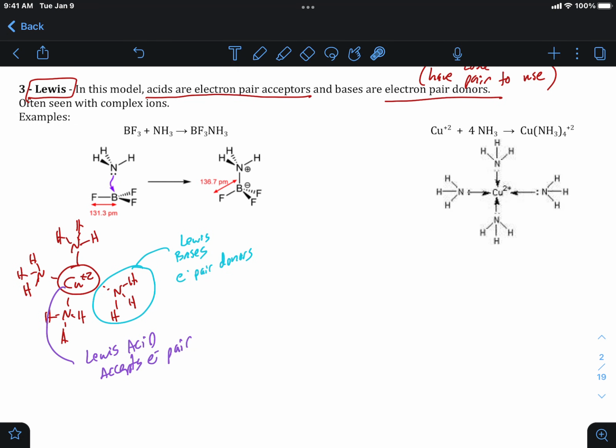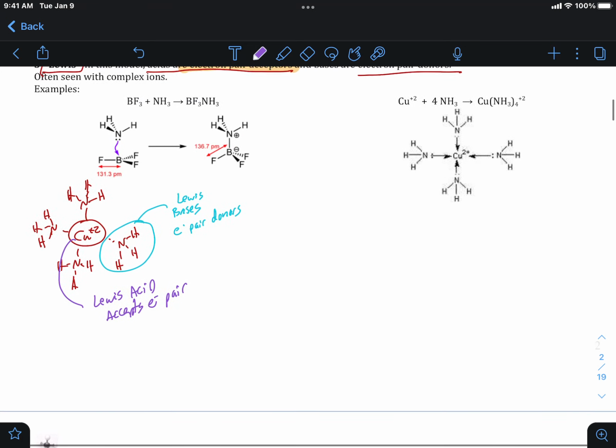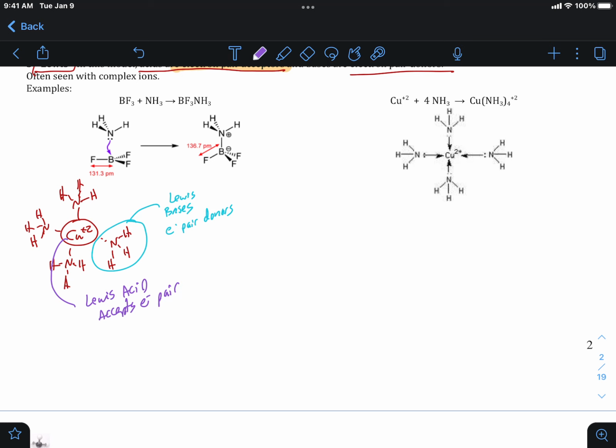So the Lewis definition is based on electron pairs. It's not based on H+. Let's pause for a second. I want to give you a reaction or two, and I want you to do some identifying for me. Predict the products of this reaction. This is sulfite, SO3 2 minus. What are we going to get?